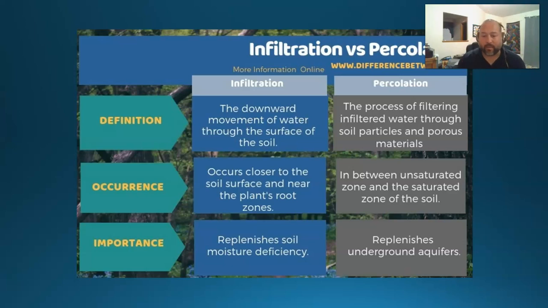Why do we need infiltration? It replenishes our soil moisture deficiency. Why do we need percolation? It replenishes underground aquifers. So we need some of that gravitational water to percolate all the way down through the soil and into the aquifer.